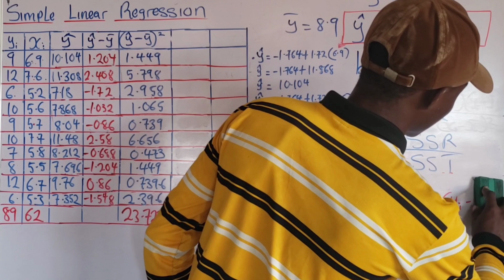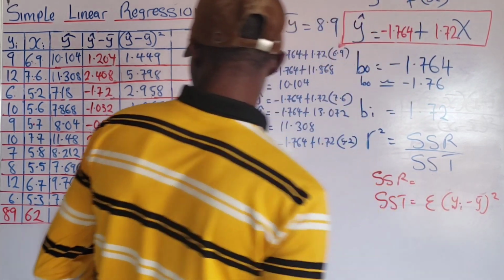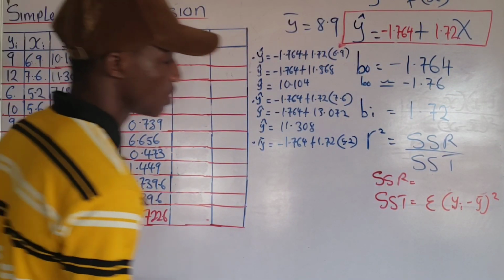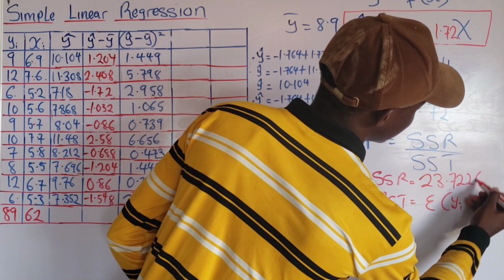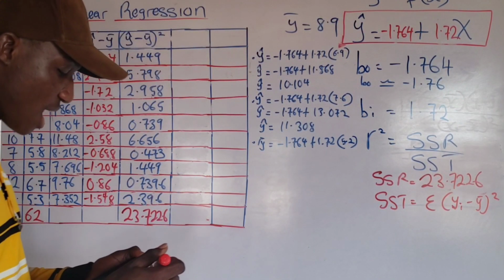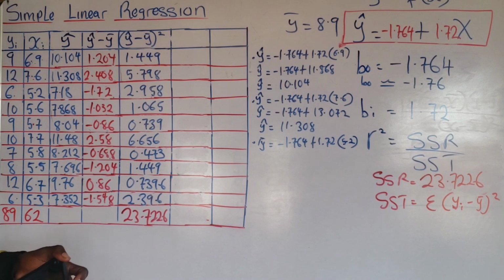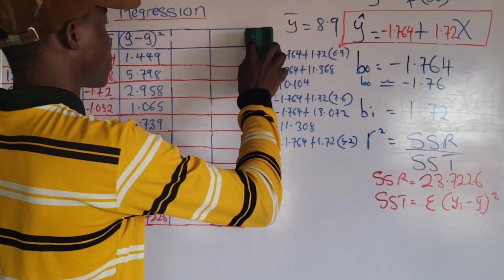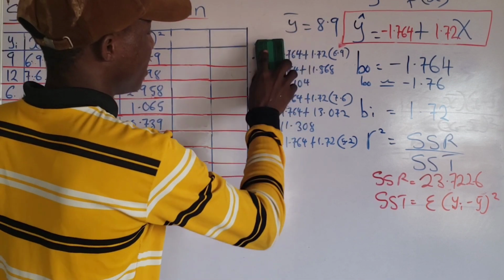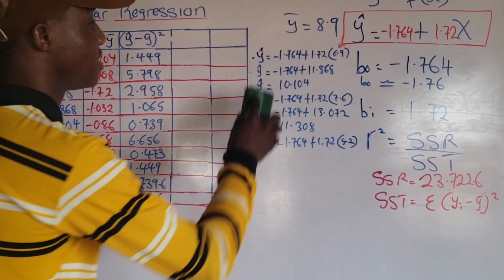So the sum of square due to regression now is 23.7226. That is the sum of square due to regression. Now let us calculate the sum of square total. To get the sum of square total, all you have to do is, I'm very sure you are done with this, so I can erase it.